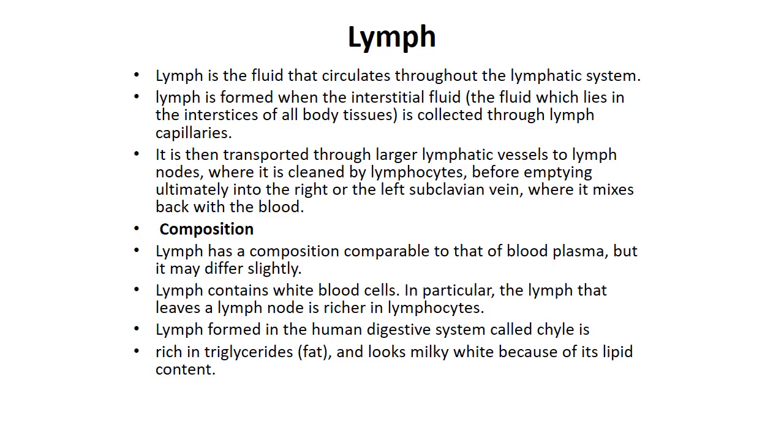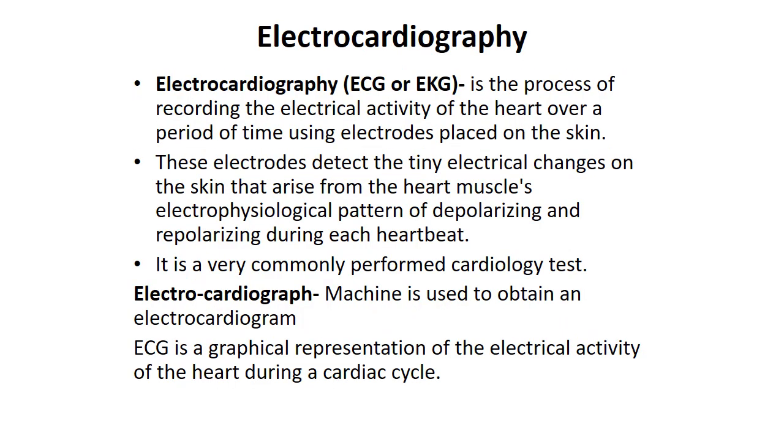So lymph is the fluid which circulates throughout the lymphatic system, and the lymphatic system is made up of lymph nodes and lymph capillaries. Lymph is mainly composed of blood plasma, but slightly differs. It contains white blood cells, and mostly in the lymph node it is richer in lymphocytes. And in the digestive system it is called chyle, which is rich in triglycerides, so the appearance is milky because of the lipid.